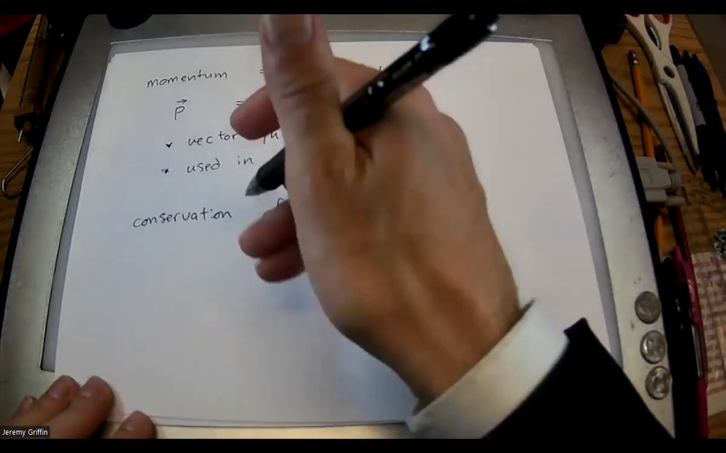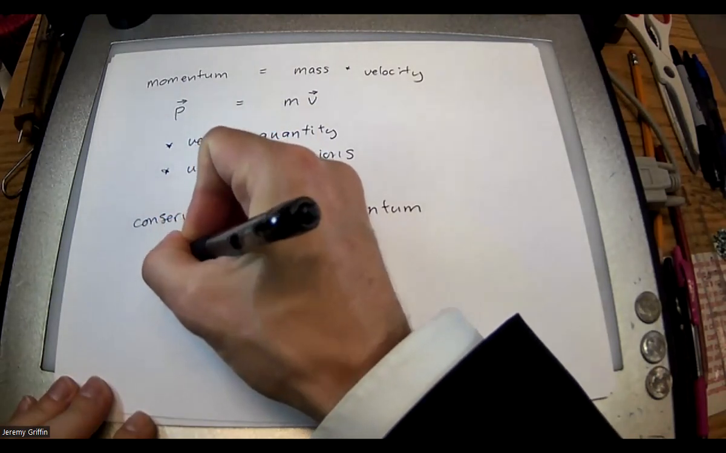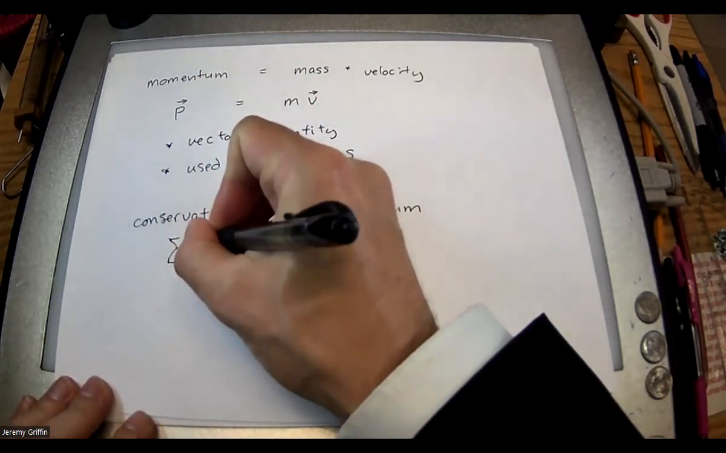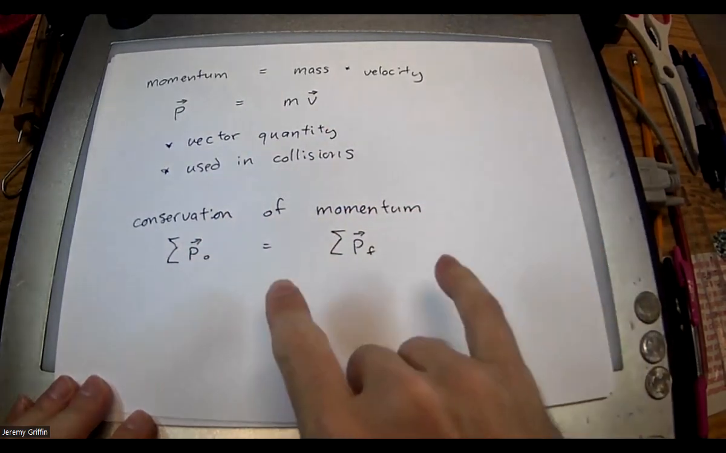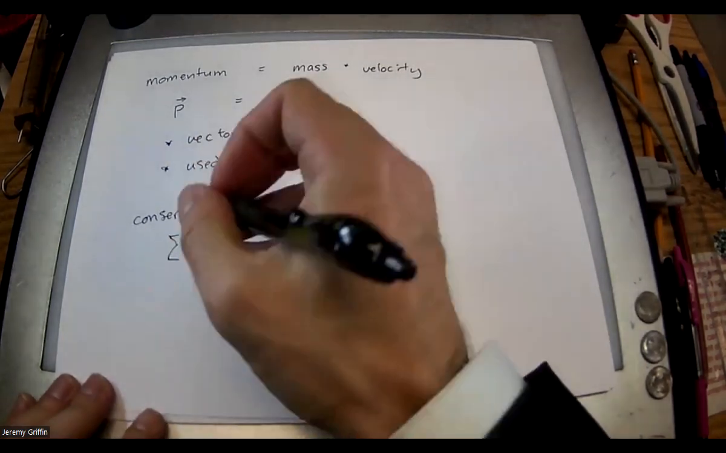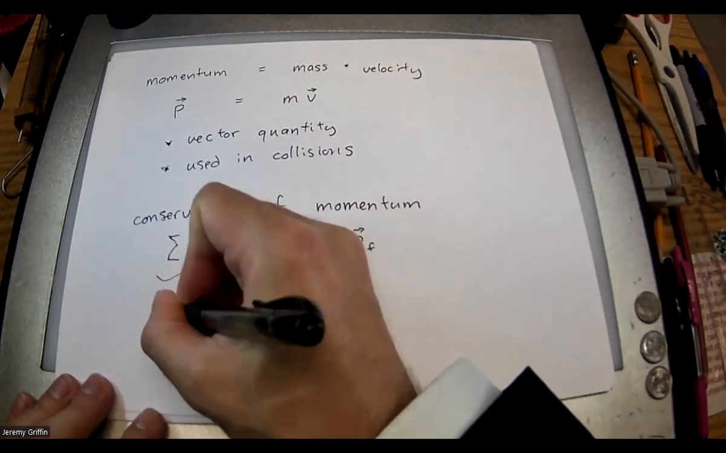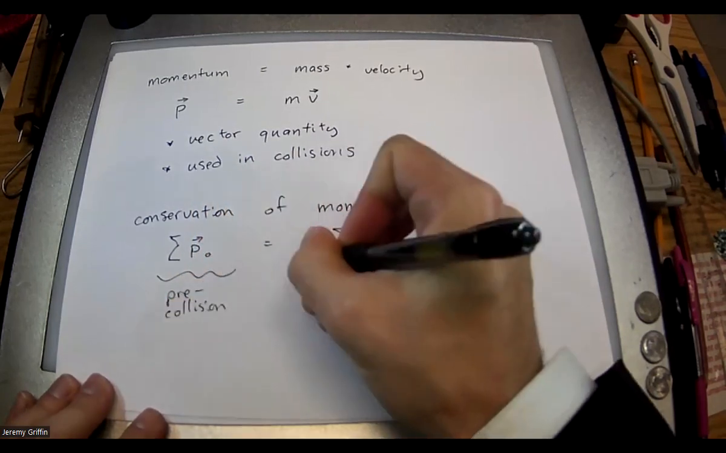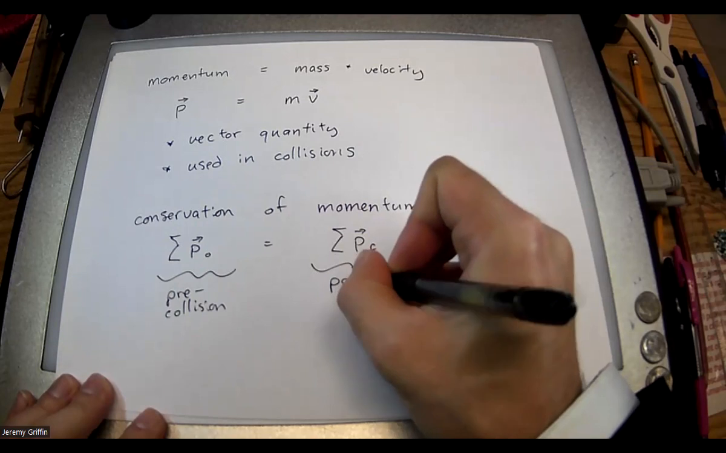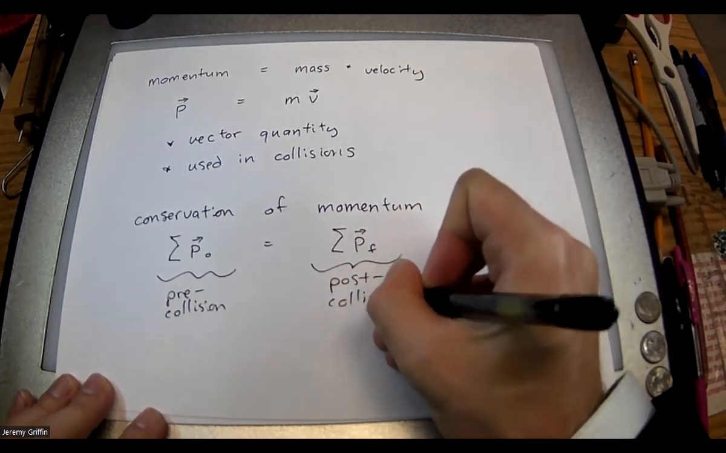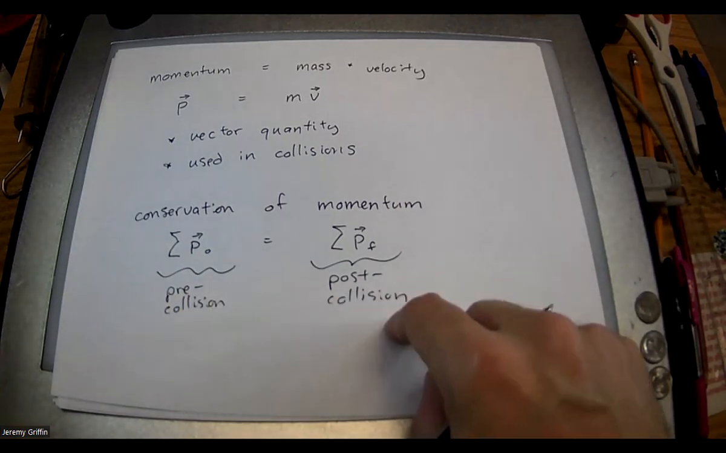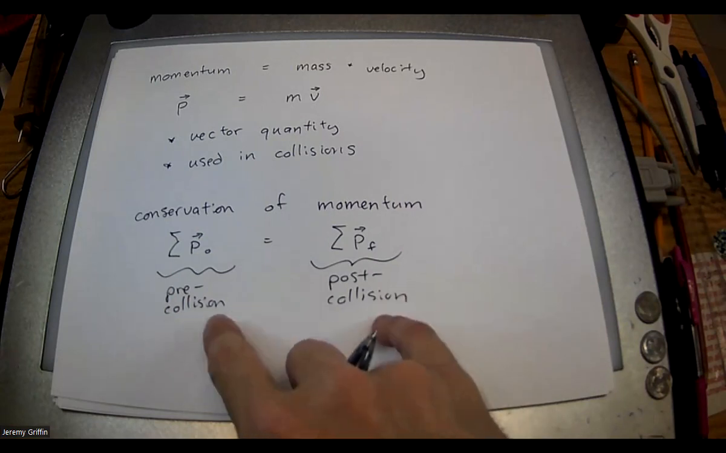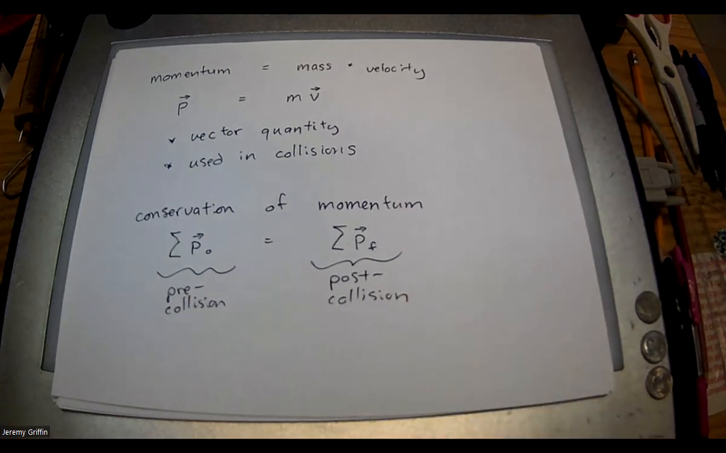Well, there's going to be something very similar here. I'm going to say the sum of, but instead of energy, I'm going to say momentum. Sum of momentum initial equals sum of momentum final. And the initial and the final is really pre-collision and post-collision. So before the collision, there's still mass times velocity in the system. After the collision, there's still mass times velocity in the system. And that's always going to be true. It's always going to be conserved.